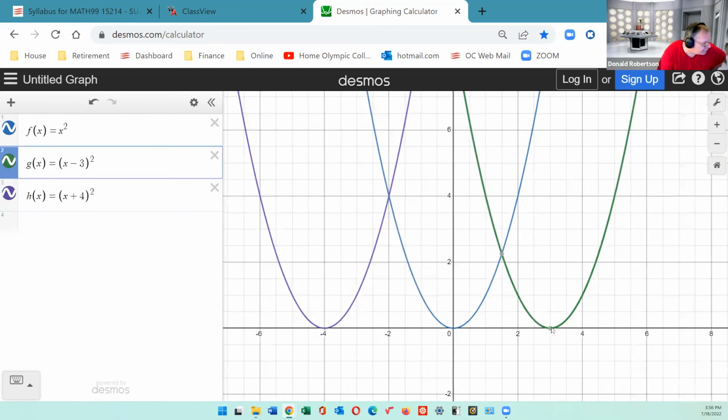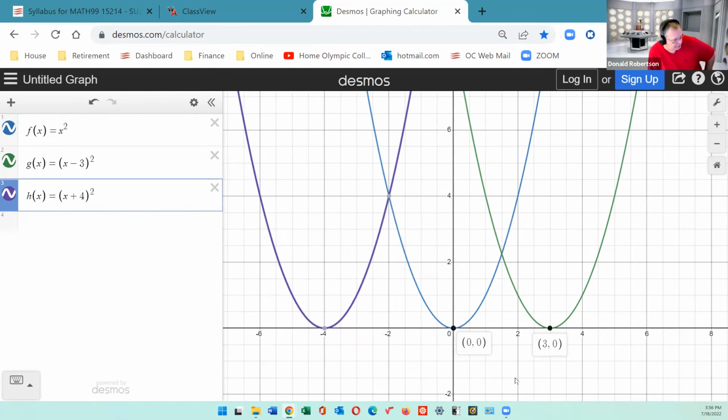Do you see that there is a distinct pattern going on for every one of these? They all have the same shape. They're just moved to the right or to the left by a fixed amount. So for instance, g of x is actually moved 3 spots, right? 1, 2, 3 to the right. H of x is actually 1, 2, 3, 4 to the left. You see, there is definitely something going on here.